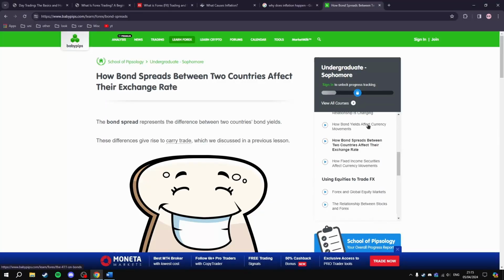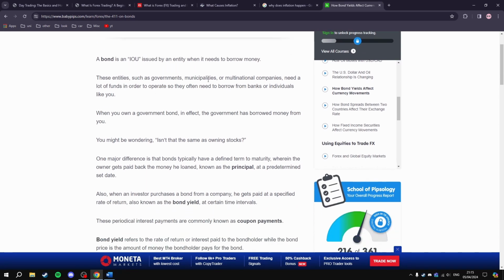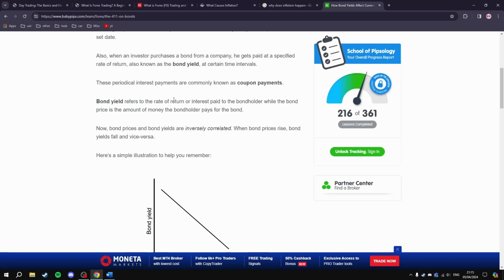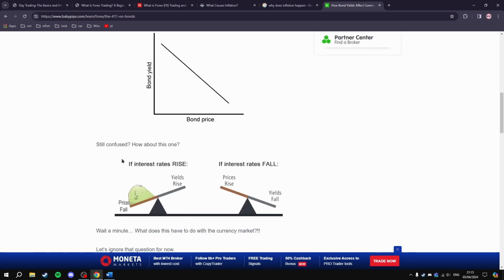So in the last video we went through how bond yields affect currency movements. A bond is an I owe you issued by an entity when it needs to borrow money. So when you own, for example, a government bond, in effect the government has borrowed money from you. Bond yields refers to the rate of return or interest paid to the bondholder, while the bond price is the amount of money the bondholder pays for the bond. And bond price and bond yields are inversely related.